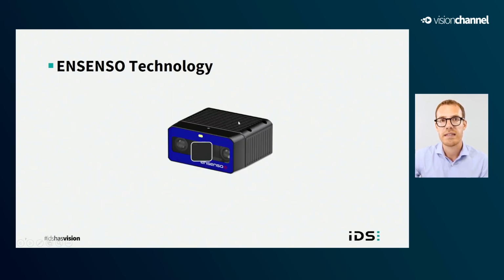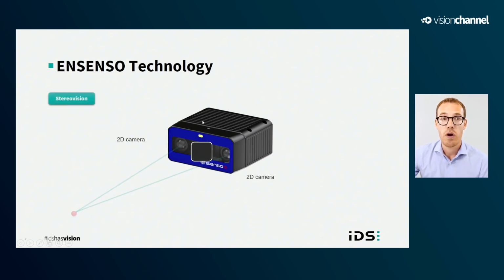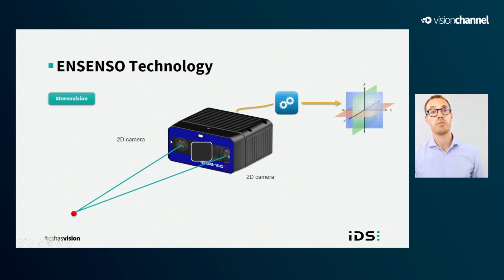Now looking at the Ensenso B, and ignoring the central element of the device for now, the objects that we look at will be imaged on both sensors. Both images will be sent to the computer that the camera is connected to, and the driver of the camera will be responsible for computing the depth information. Let's take a look at a concrete example to understand how it works.